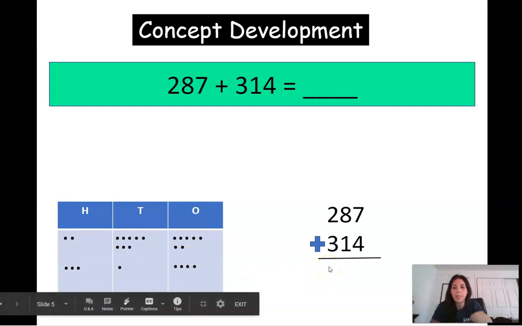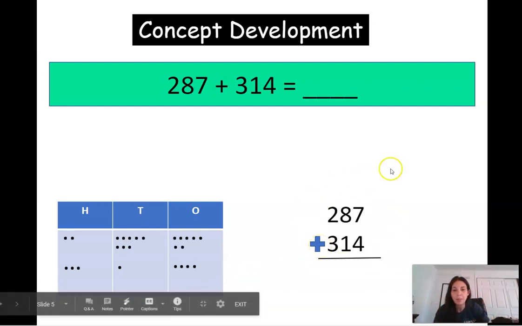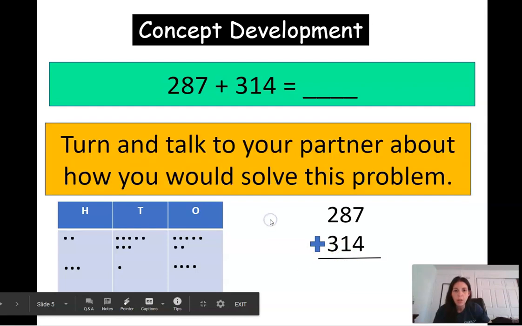The other way that we can add is simply using, this is called the standard algorithm, where basically we put the numbers like this, and if we have to create a 10, we would write it down here, okay?